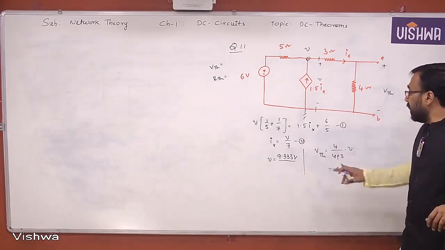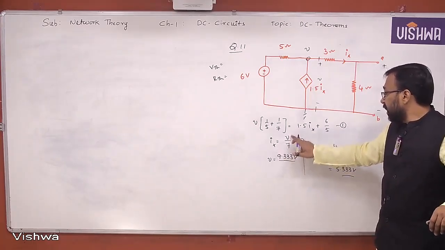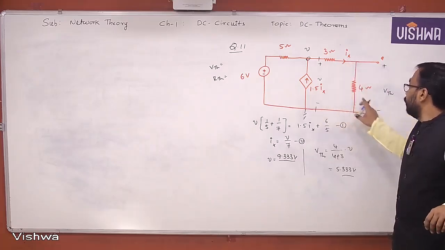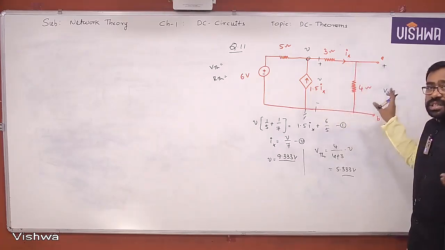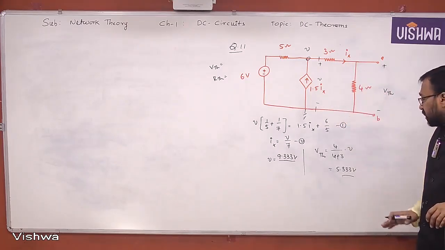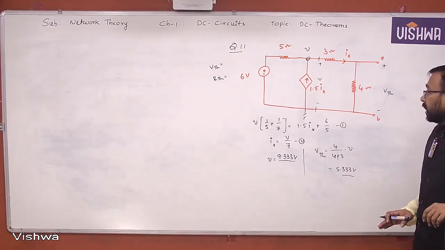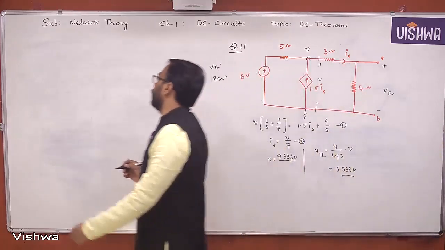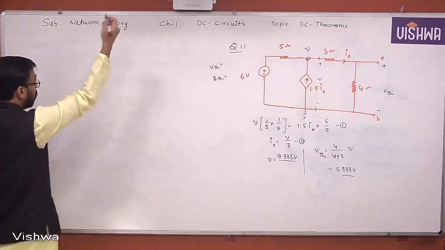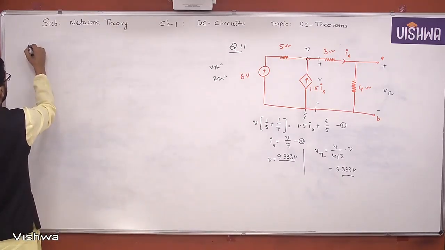Or else you can find Ix by substituting here. Then Ix into 4 is nothing but VTH. That is also a calculation. Your wish. But finally the answer is what? 5.333 volts. Now according to method 1, first we look at method 1, because of the dependent source, the RTH calculation using method 1.